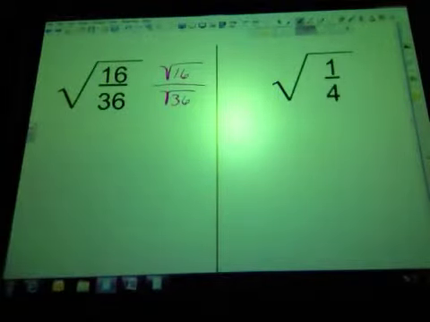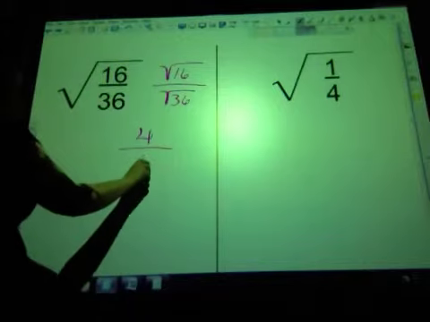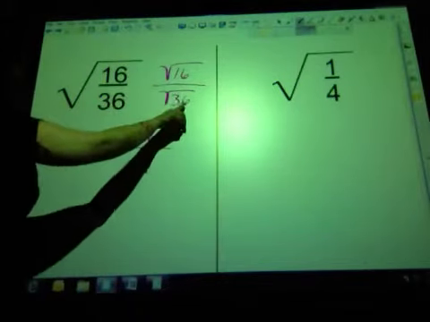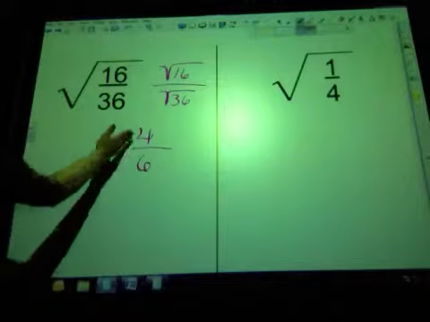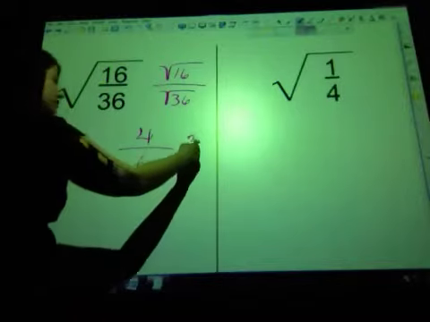So we can do square root of 16 over the square root of 36. Well, square root of 16 is 4. Square root of 36 is 6. 4 times 4 is 16. 6 times 6 is 36. So I have 4 over 6. But that's not reduced, so I need to go ahead and reduce that even more. 4 over 6 reduces to 2/3.